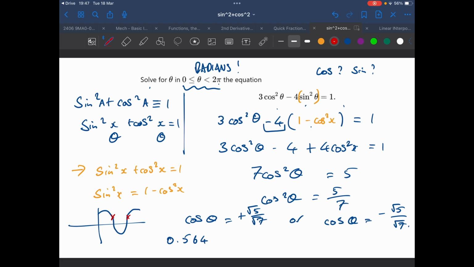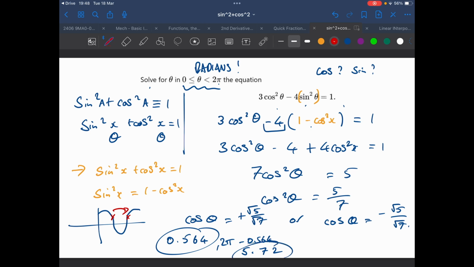So how do I get this one over here? Well, to get your partner value, you need to do 2 pi minus 0.564. And if you do that, you will get 5 point, what did we say? I said significant figures, didn't I? So 5.72. Okay, so those are your first two solutions.